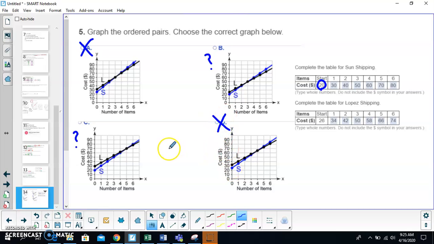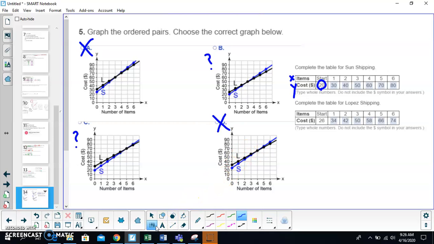All right, so moving on, we've now eliminated 2, A and D, and we're going to look closer at B and C to make sure that they go along with these ordered pairs. So the items is the x-axis, and the cost is the y-axis. And if you can remember, the x-axis goes from left to right, and the y-axis goes up and down. Hopefully we remember that from topic 14 and the previous assignments.